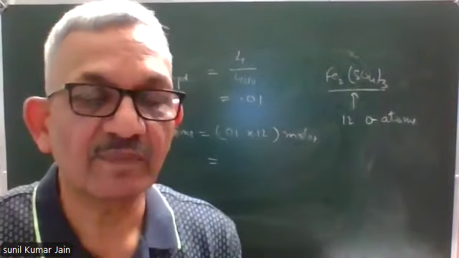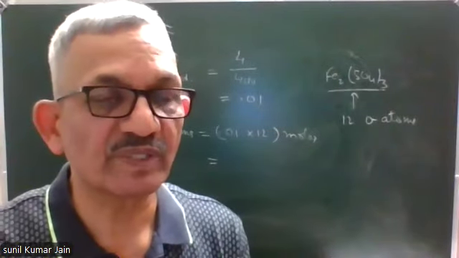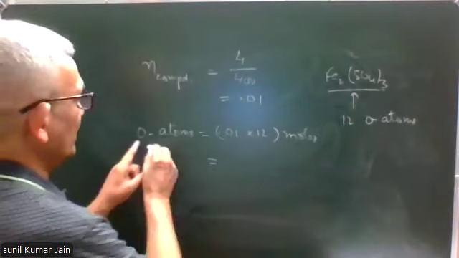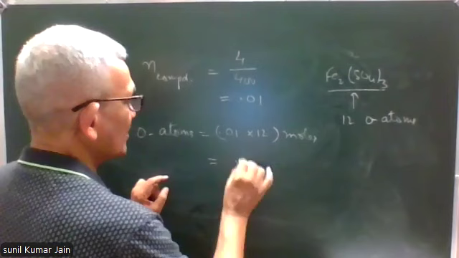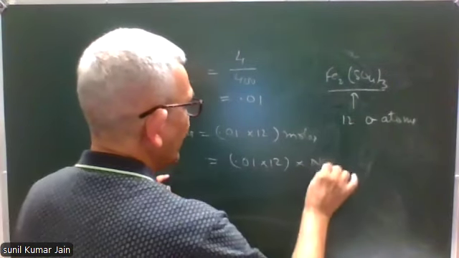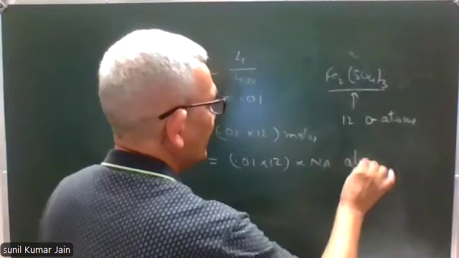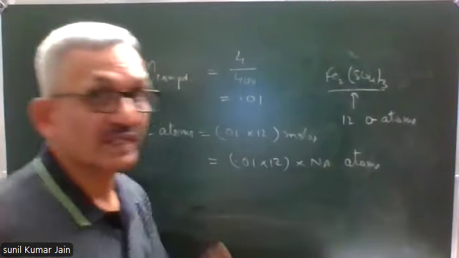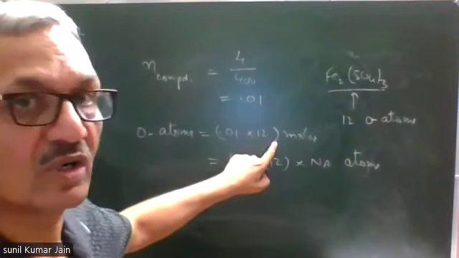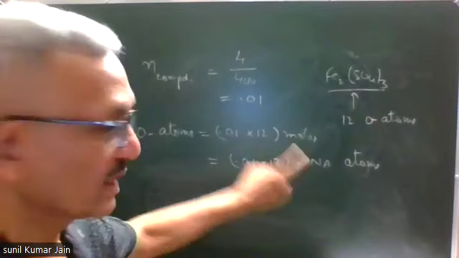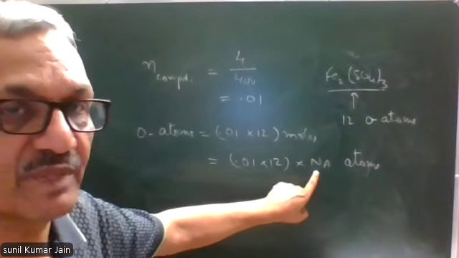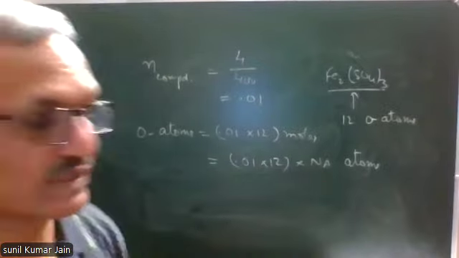If you multiply number of moles by Avogadro's number, you convert into number of atoms. So atoms will be 0.01 into 12 into Na. So many atoms. Check again. This is number of moles of oxygen atoms. This is number of atoms of oxygen. Just multiply by Avogadro's number, you'll get the final answer.